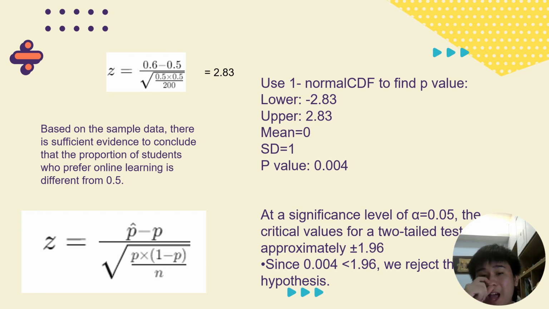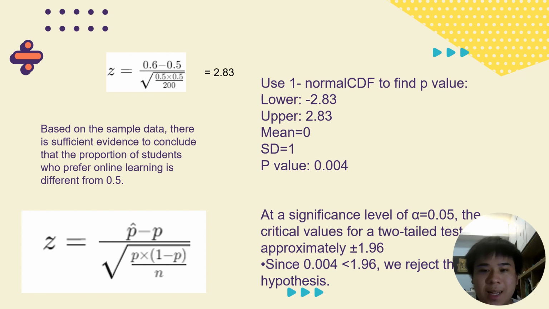That's your z value. After finding the z value, the next step is to find the p value, because that's the value that you are trying to compare with your significance level. If the p value is less than the significance level, you reject the null hypothesis. If it's greater than the significance level, you accept the null hypothesis. All right.